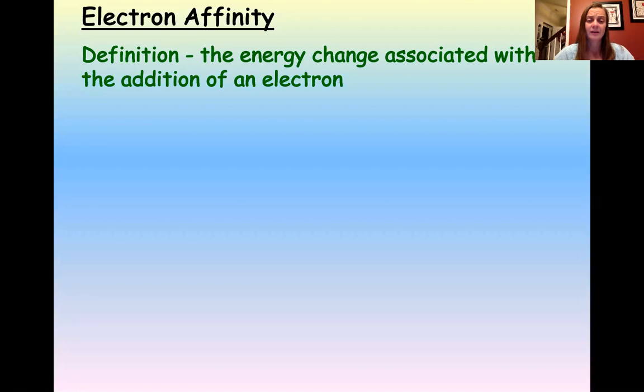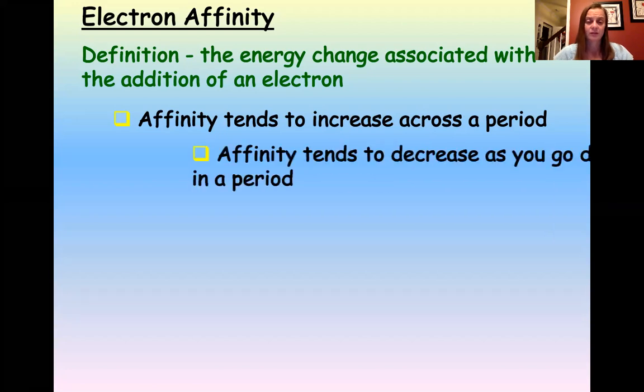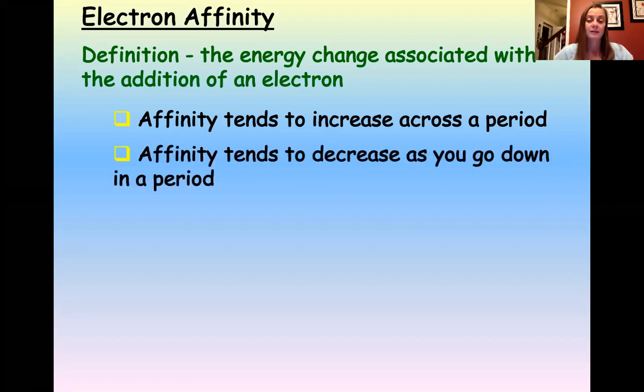Okay, let's talk about electron affinity. This is the energy change associated with the addition of electrons. So now we're talking about forming anions instead of cations. As we would expect, as we add more protons to the nucleus and don't change shielding, this affinity tends to increase across a period. It tends to decrease as you go down in a group.